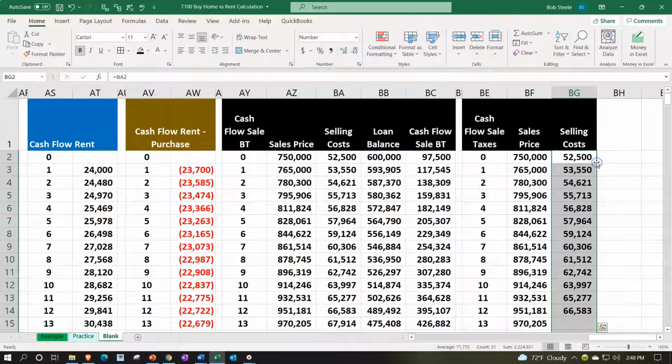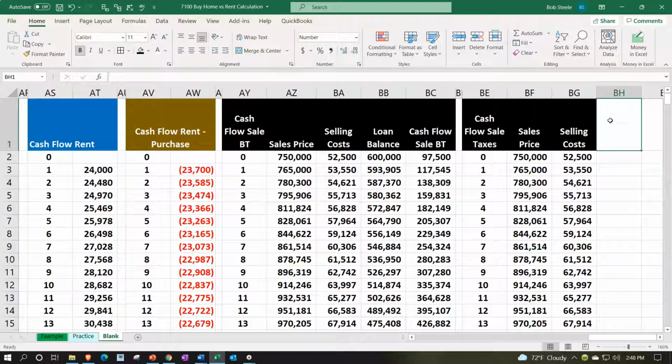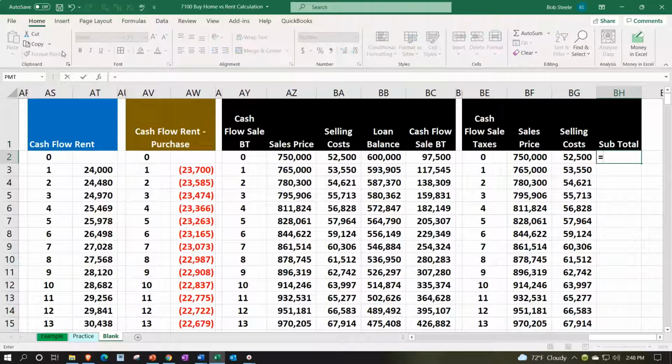We could then have a subtotal of the sales price minus the selling cost, sales net of the selling cost. So I'm going to call it a subtotal, and let's format paint that over. That's the difference between selling it for the 750 minus the 52.5, but we don't take into consideration the loan with regards to the tax implications.